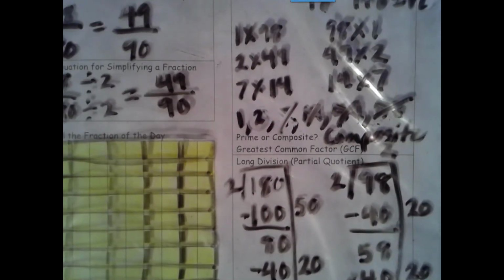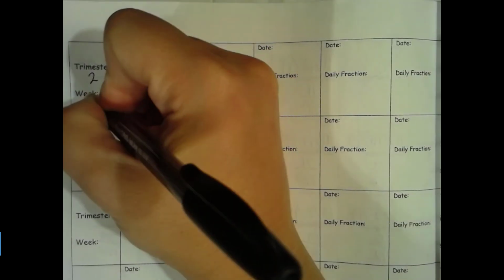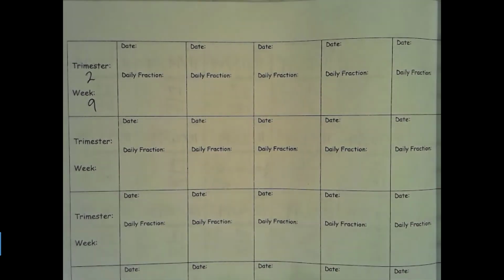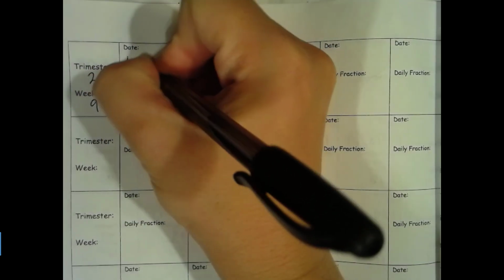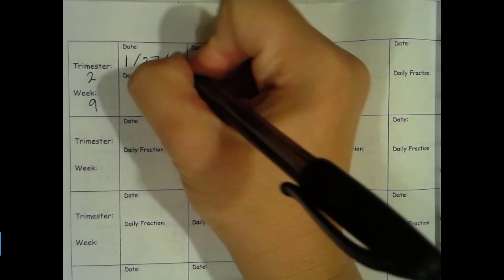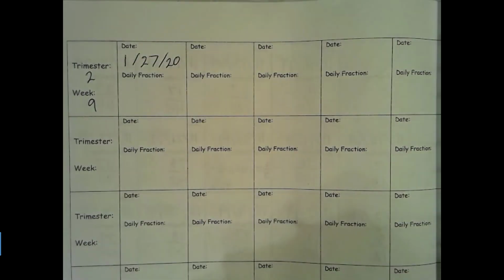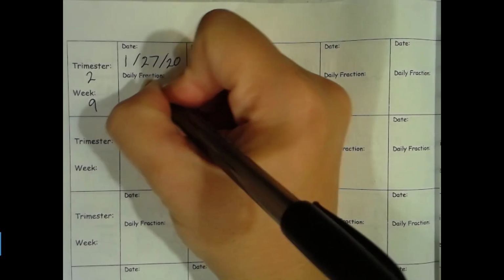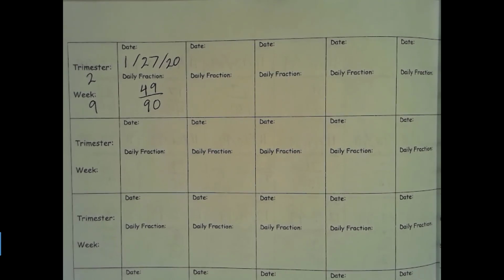All right, let's go ahead and fill in our data collection page. Okay, we are on trimester 2, week 9. We've started the back of the page here, and our date today is 1/27/2020, and our fraction for today is 49/90. All right, we did groups of 2, so let's go ahead and get out our number line.